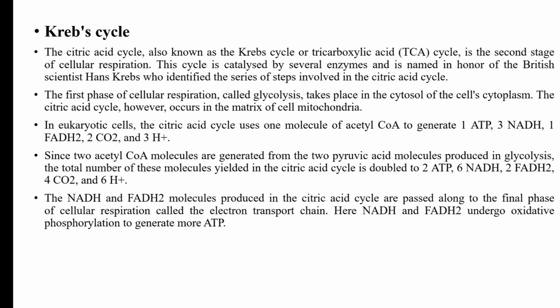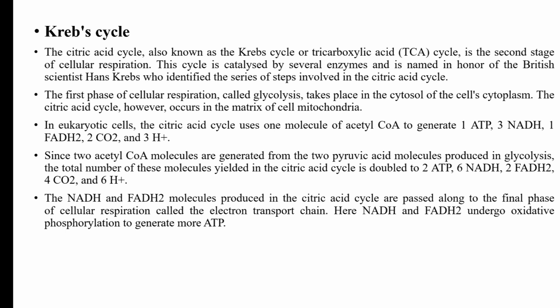In eukaryotic cells, the citric acid cycle uses one molecule of acetyl-CoA to generate 1 ATP, 3 NADH, 1 FADH2, 2 CO2, and 3 H+. Since two acetyl-CoA molecules are generated from the two pyruvic acid molecules produced in glycolysis, the total number of these molecules yielded in the citric acid cycle is doubled to 2 ATP, 6 NADH, 2 FADH2, 4 CO2, and 6 H+.